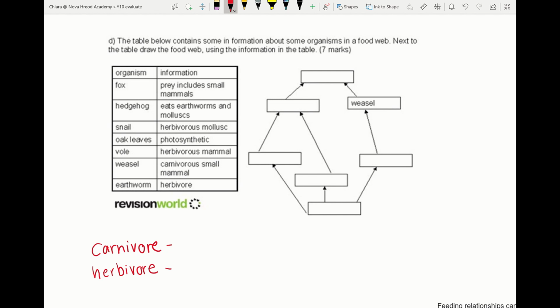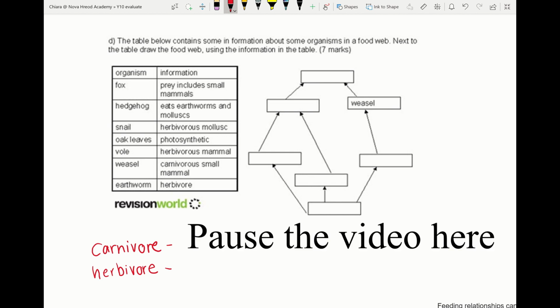Pause the video here and try to write the two definitions, or what you think they are, okay? So 2 minutes from now.